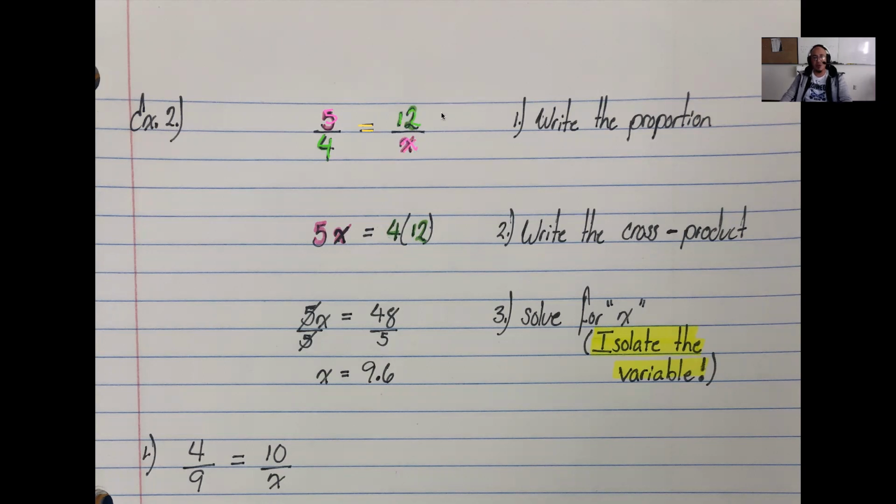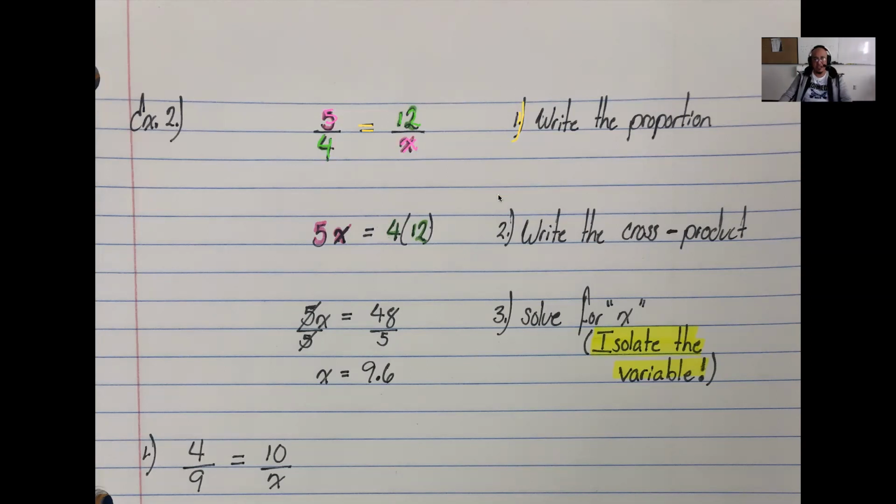All right, so step number 1, we always want to start off by writing the proportion. If we had a word problem, you would want to get to this point, where we have two fractions, and we are saying that they are equivalent, so they're equal, but we're missing either the denominator or the numerator of one of the fractions. Okay, so we wrote down the proportion. In fact, it was given to us already.